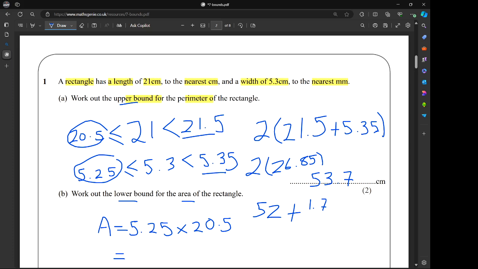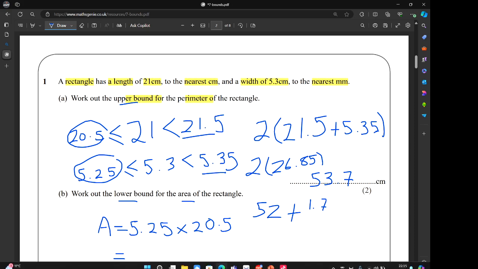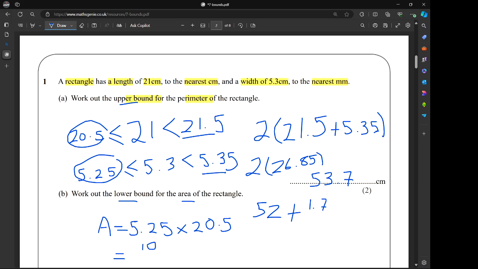When I do that, guys, 5.25 times 20.5, I get 107.625 centimeters squared, and that's my unit for the area, for the lower bound.